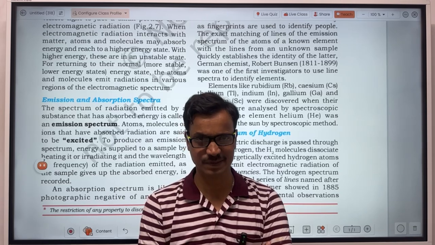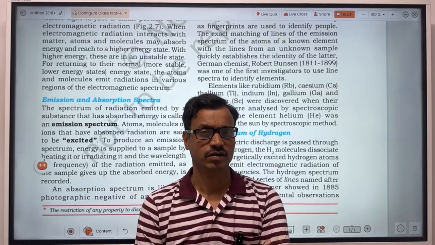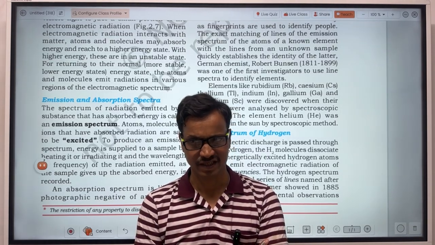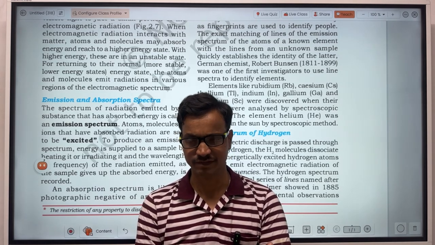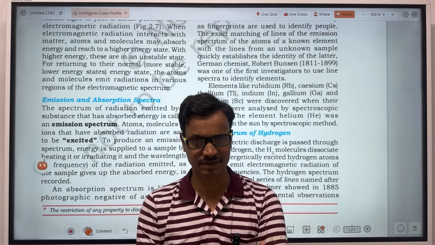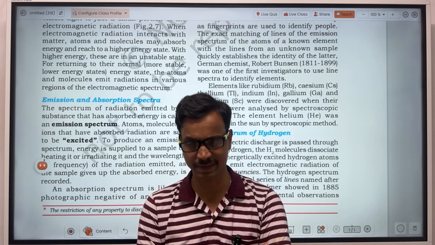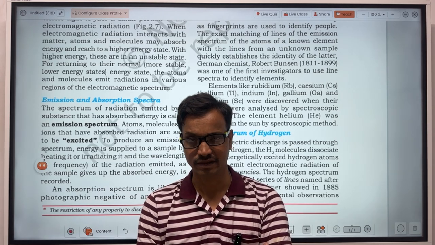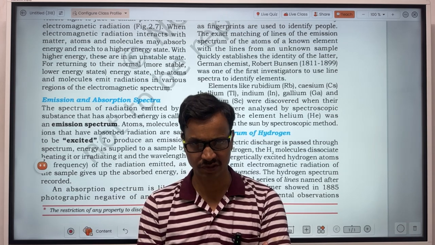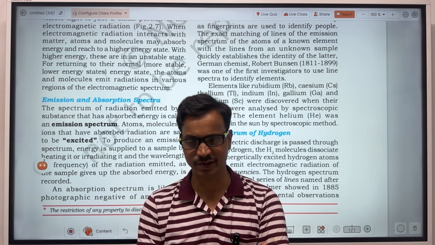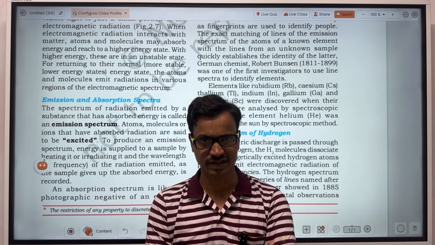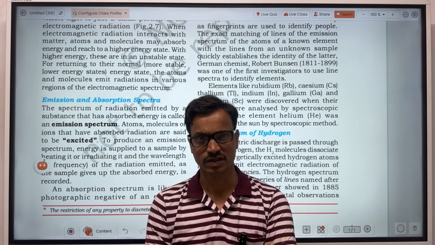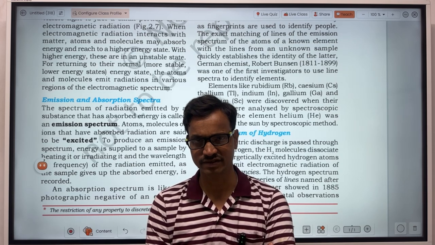In the last class, we discussed the atomic model, and we discussed Bohr's atomic model. Bohr's atomic model explained the stability of the atom, the arrangement of electrons around the nucleus in an atom, and the hydrogen spectrum. Niels Bohr explained the phenomena which were not explained by Rutherford.